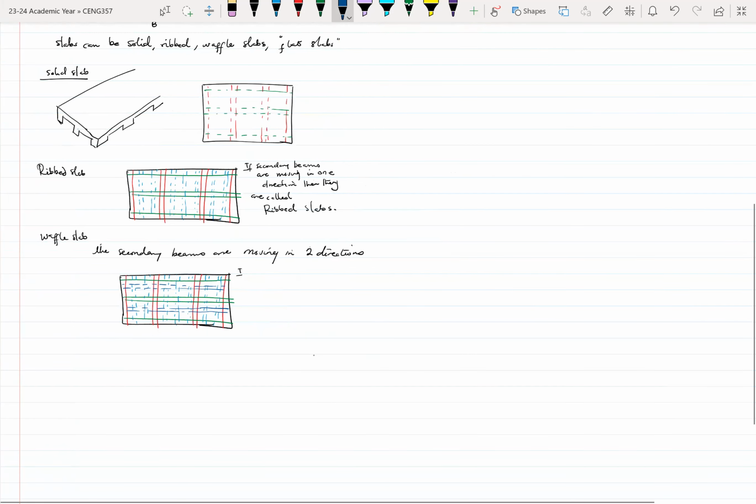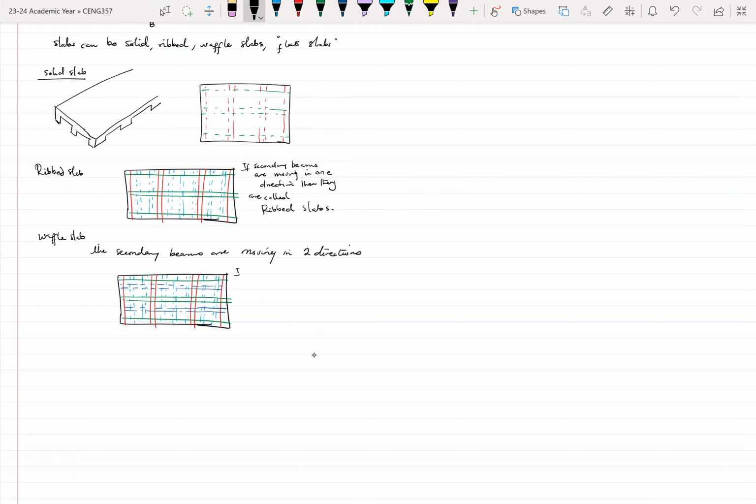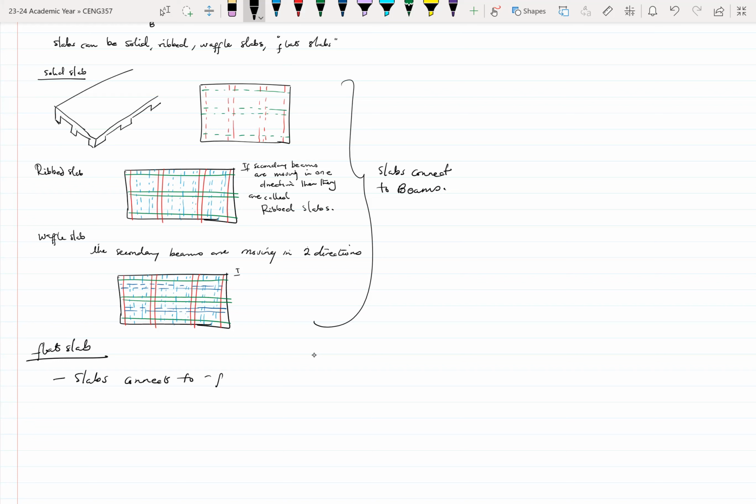Then with a flat slab, as the name implies, in the three previous cases, slabs connect to beams. Take note. But with a flat slab, the slabs connect to columns directly.